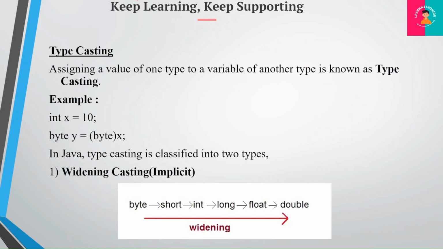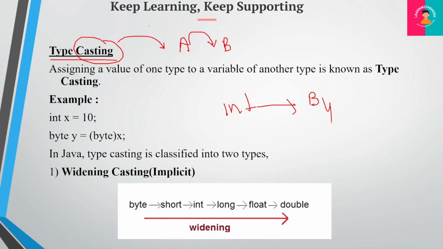Then the next important topic is typecasting. Casting means you are converting one type of data into another type. Cast means you are converting. Then what is typecasting? You are converting a data type. I mean, if you have an integer data type and you are converting it into byte, long, or int, everything.